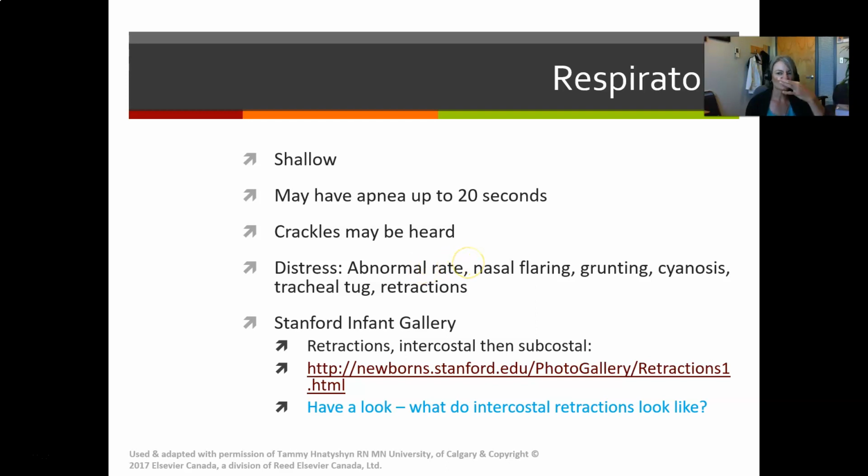If they're nasal flaring, grunting, or cyanotic and off color, or there are tracheal tugs or retractions, you all should be able to identify signs of respiratory distress, because a lot of these, like the tracheal tug, the indrawings, and intercostal space retractions, are common signs at any age and in any population.